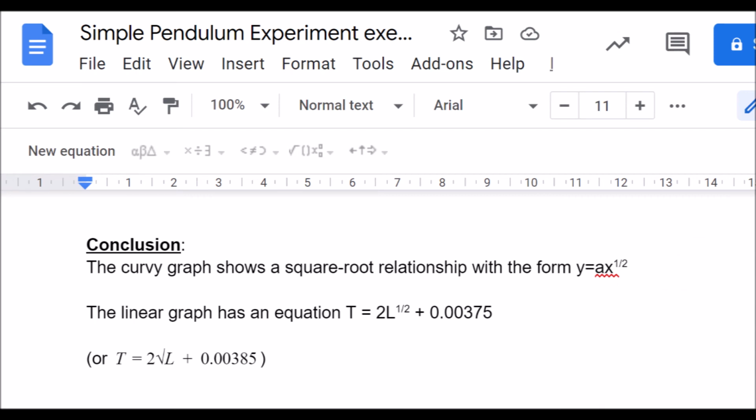Then the final step is to take that information and pop it into my conclusion. And you can see there in my conclusion that the first thing I've written is the type of relationship. It was a square root relationship. And then down below I've popped down the equation that I wrote for that non-linear data, 2l to the power of a half plus 0.00375 equals t.